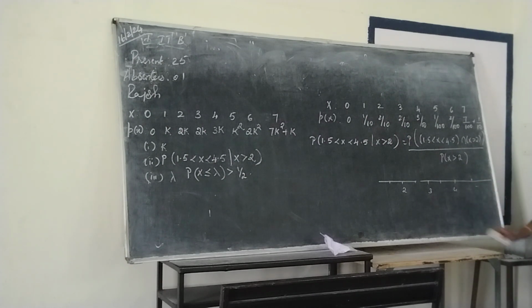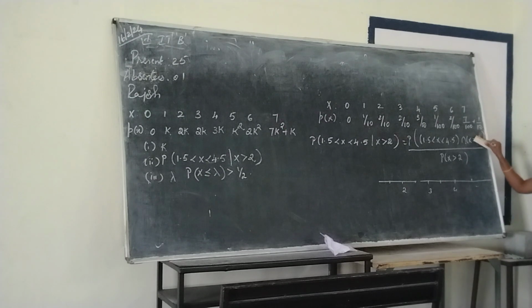Okay, all those decimal values are ruled out because we are defining only for the integer values. So these are the positive values in our numerator. From 1.5 to 4.5, it has three positive values: either it can be 2, or 3, or 4.